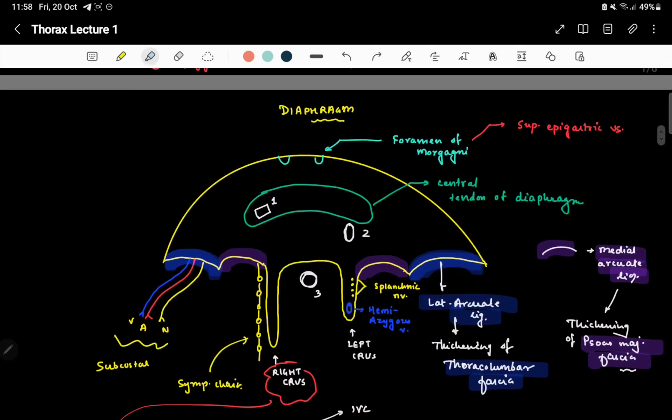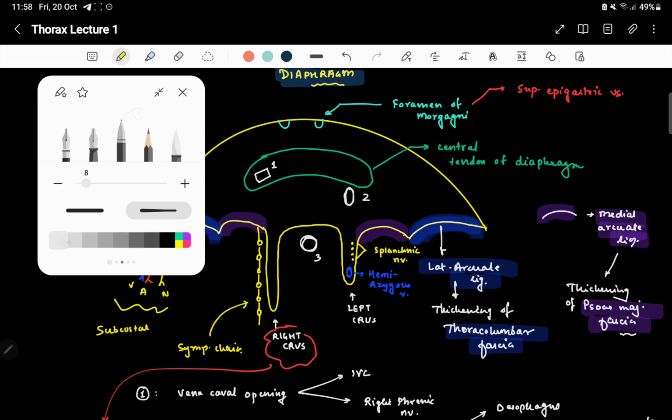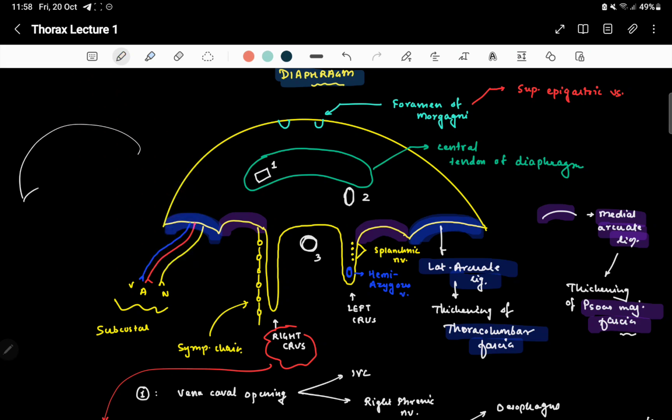Then we discuss the diaphragm. Let me quickly draw a structure of the diaphragm and explain it. Let's say this is the diaphragm. Here we have the right crus, the left crus, and the medial arcuate ligament. This is the lateral arcuate ligament. Here we have the foramen of Morgagni. Then we have the central tendon of the diaphragm here.